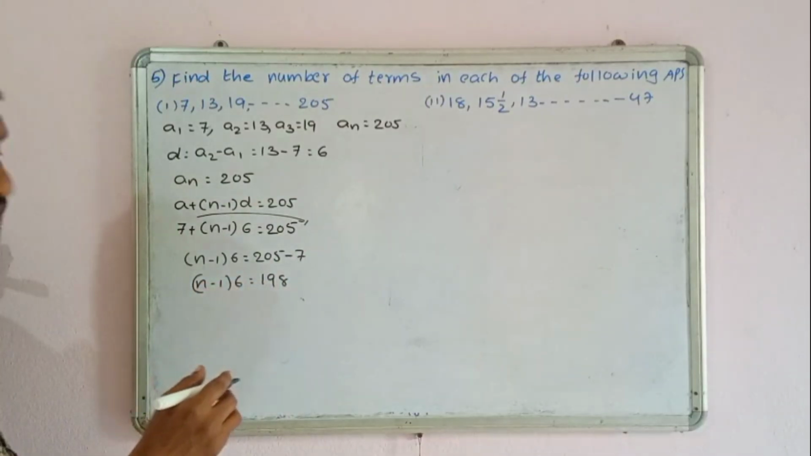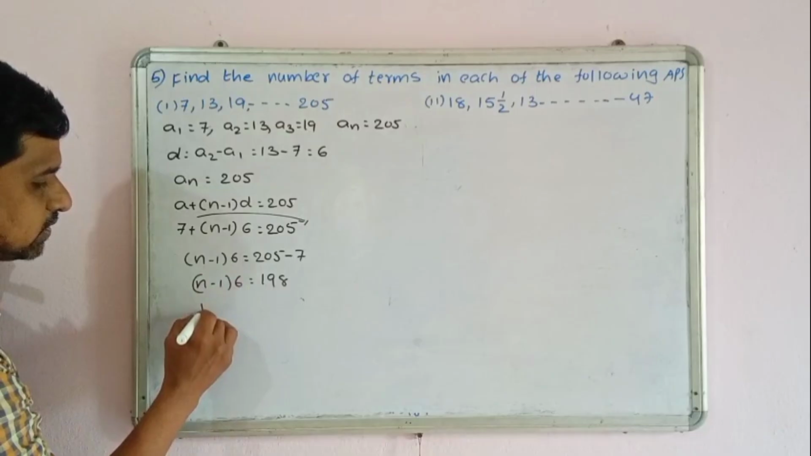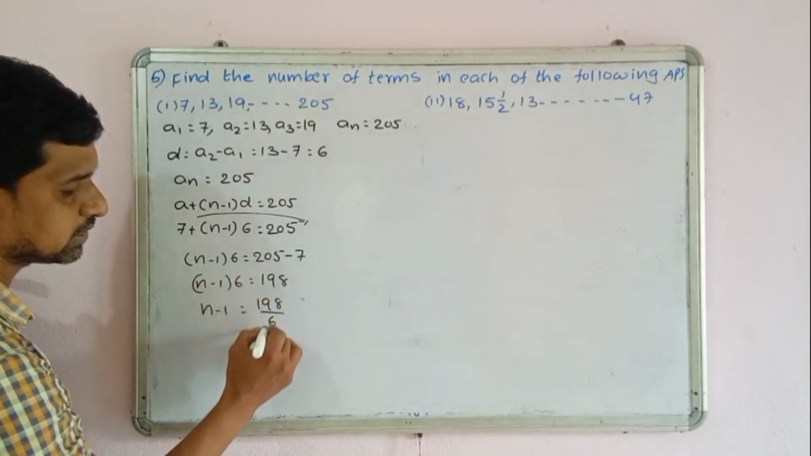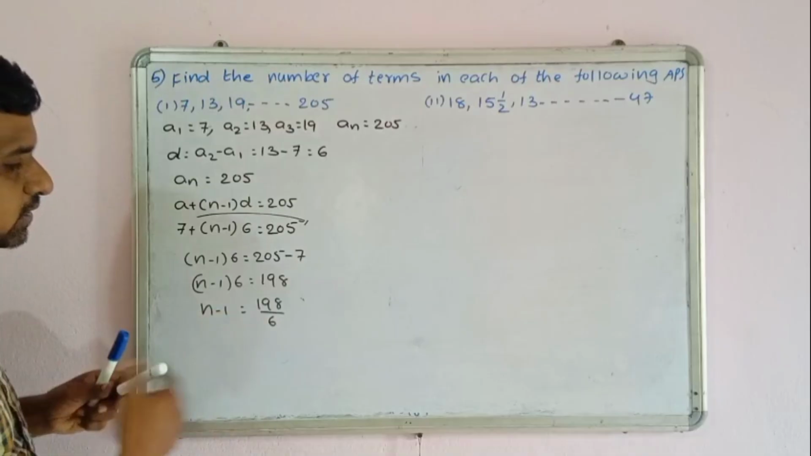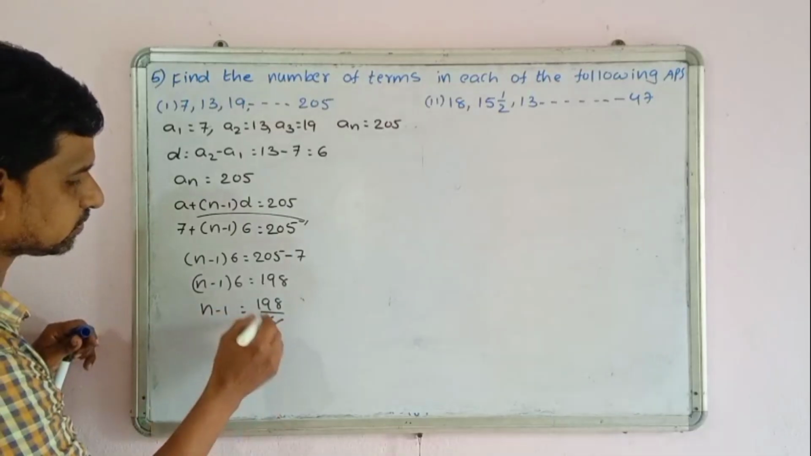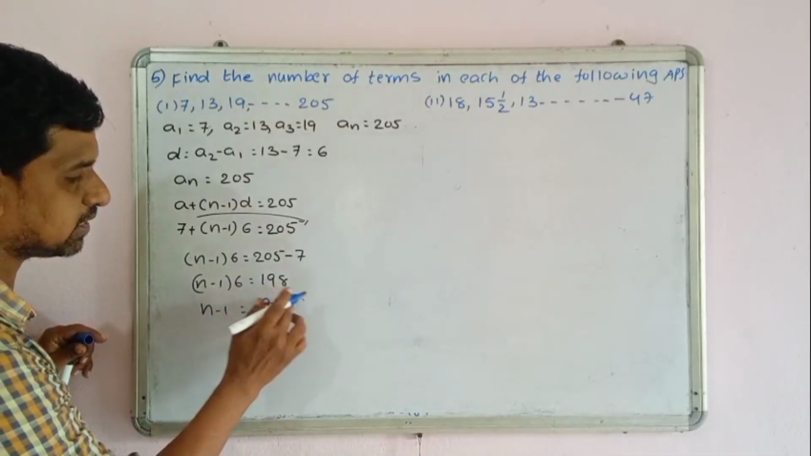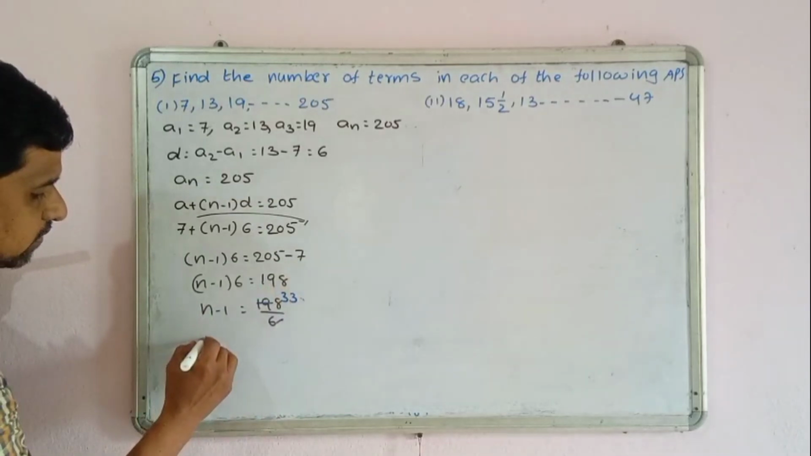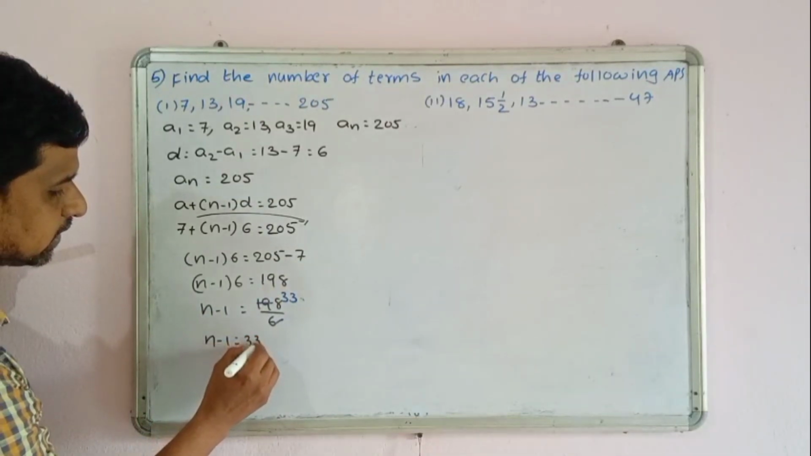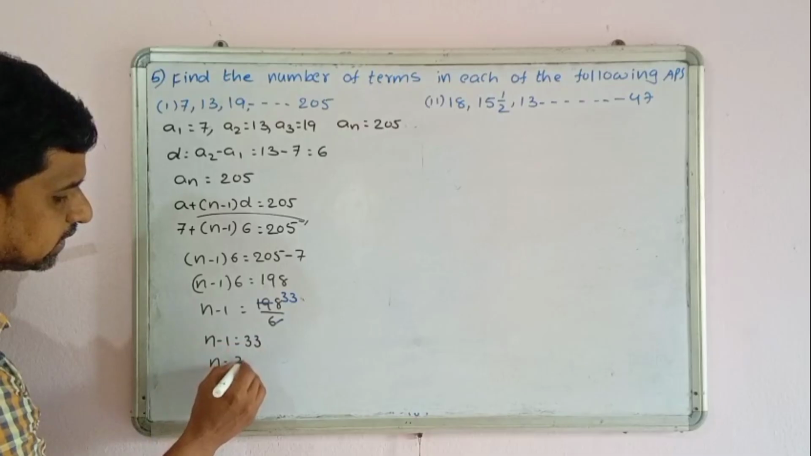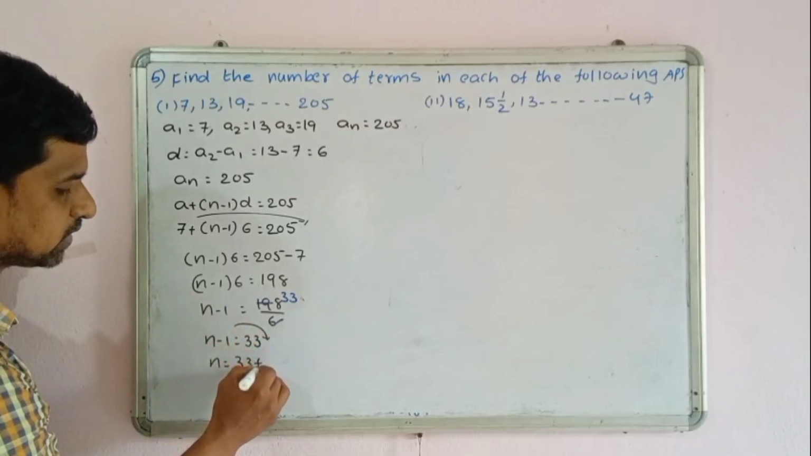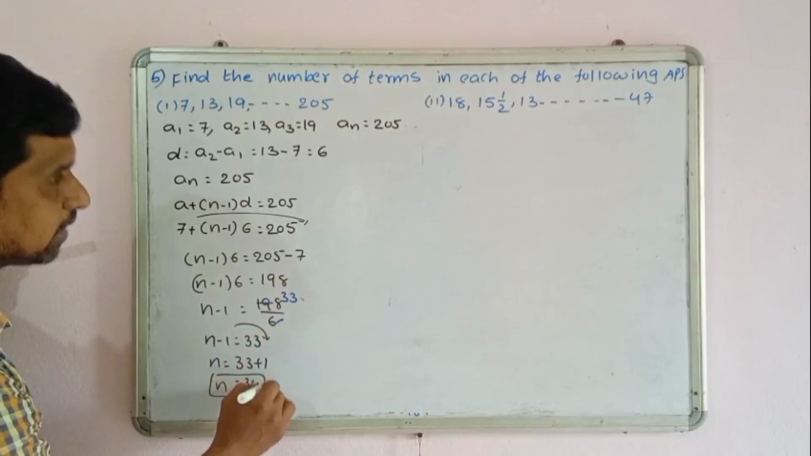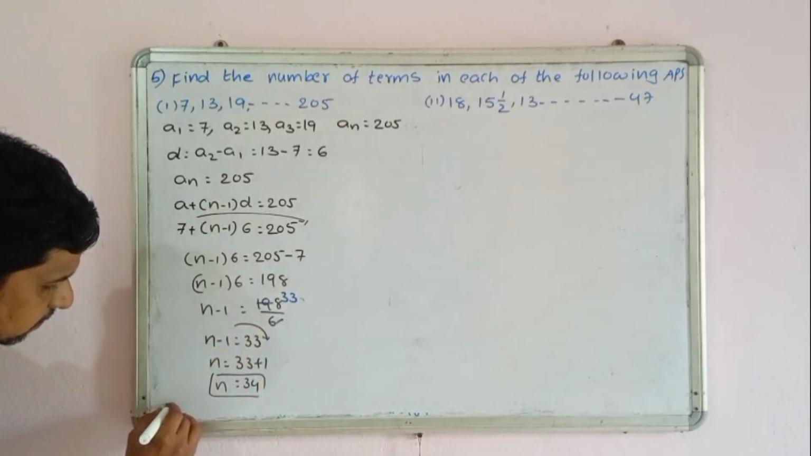n minus 1 into 6 equals 198. So n minus 1 equals 198 by 6. How many times 6? 6 times 3 is 18, again one balance is there, 6 times 3 is 18. So 33. So n minus 1 equals 33. n equals 33, transposing minus 1 to the right side, plus 1. So 34. Therefore, the number of terms is 34.